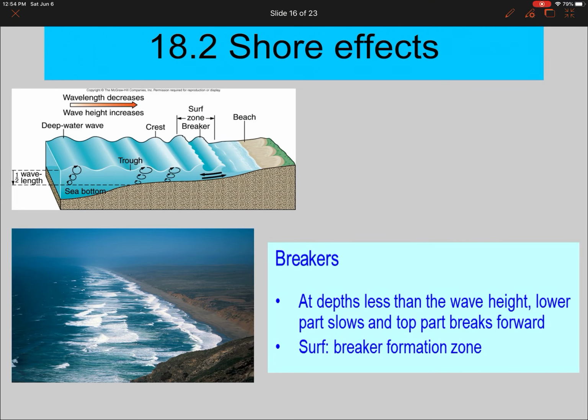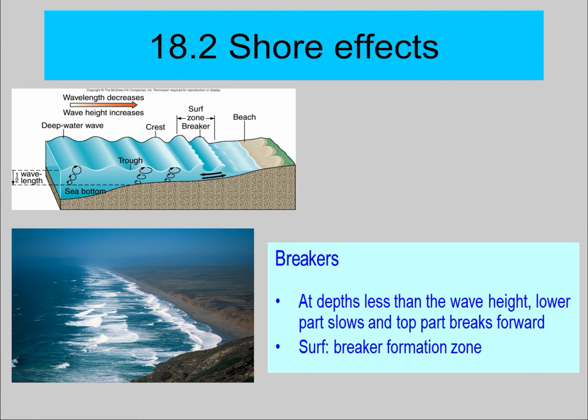Okay, so we're going to finish up chapter 18. We're talking about shore effects. As the waves come into shore, you're going to have different types of waves. You can see here you have a deep water wave, crest, the trough. Then you'll have the surf zone breaker, and then the beach.